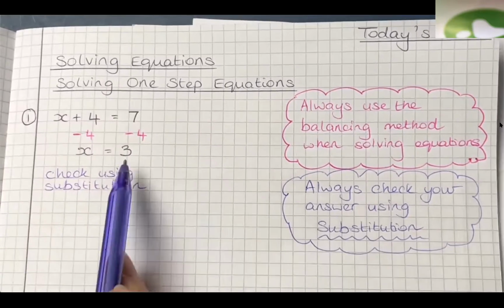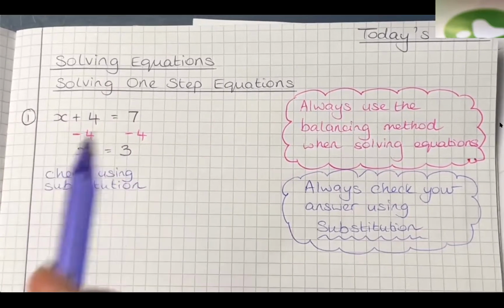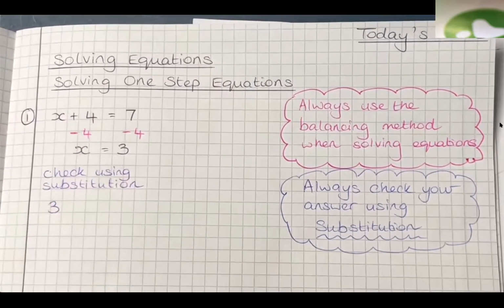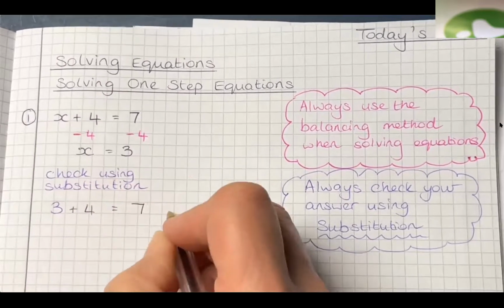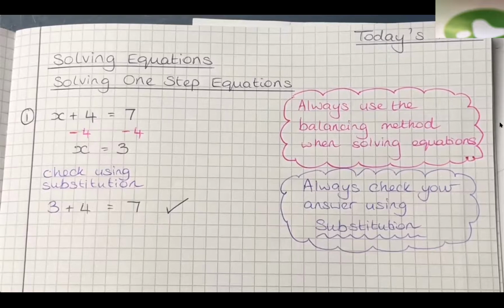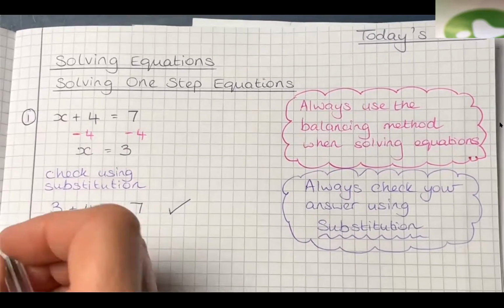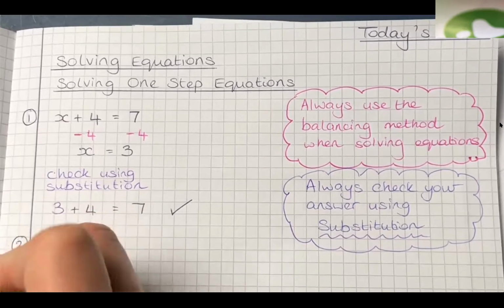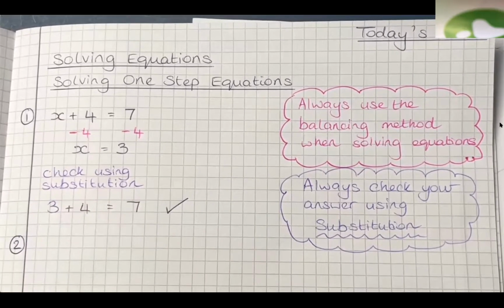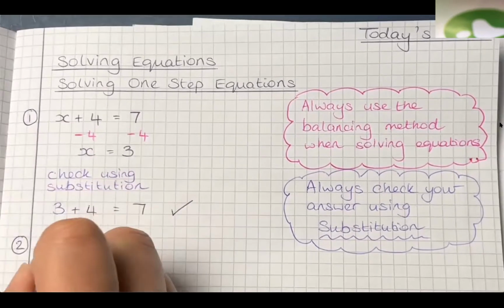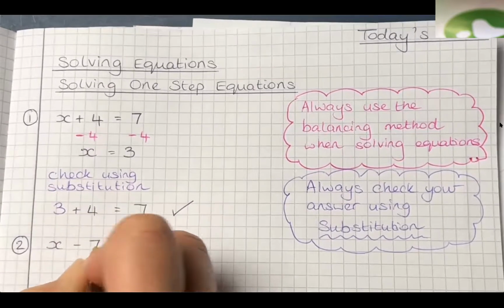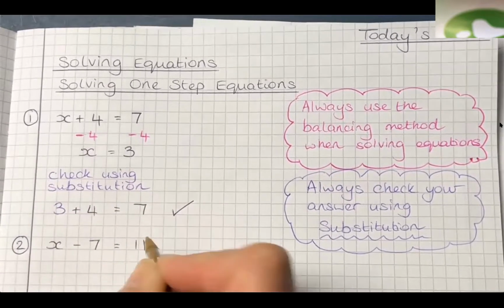So I'm now going to substitute my x for 3. So I've got 3 plus 4 equals 7. You don't need me, you can mark your own work, okay? Too easy. You're still going to humour me with this second one, and you're going to see why in a moment. Okay, so for my second one, I'm going to do x subtract 7 equals 11.